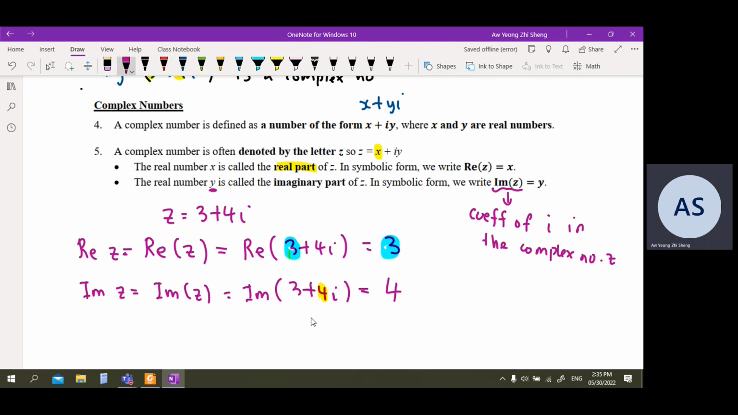Notice that when we take the imaginary part of z, we are only taking the coefficient of i. We do not take the i itself. We only take the coefficient of i.